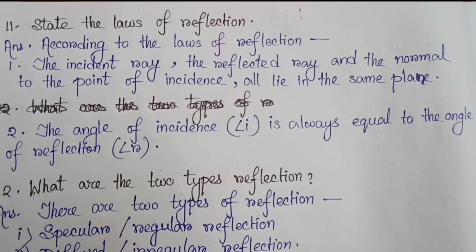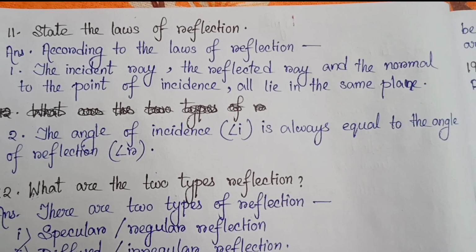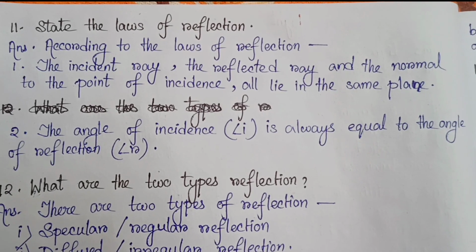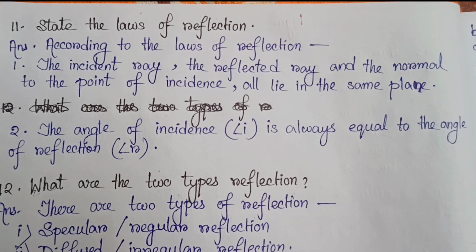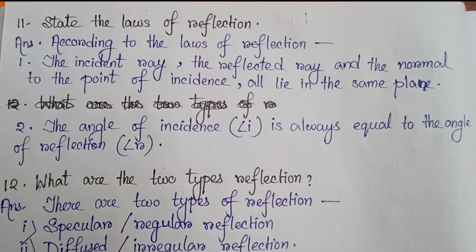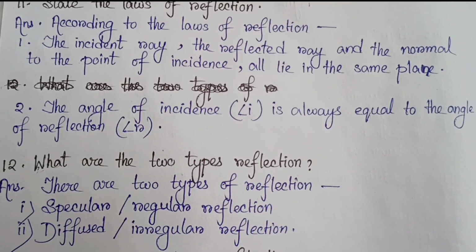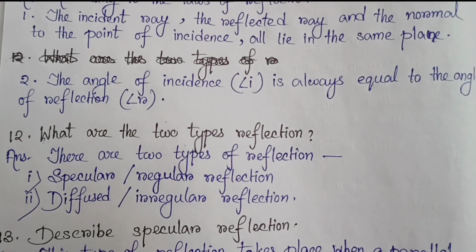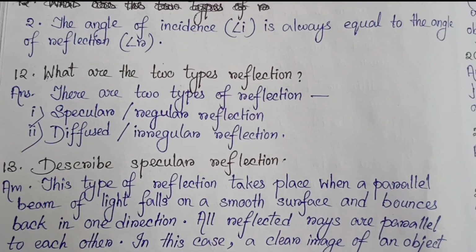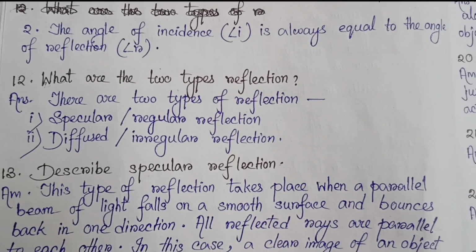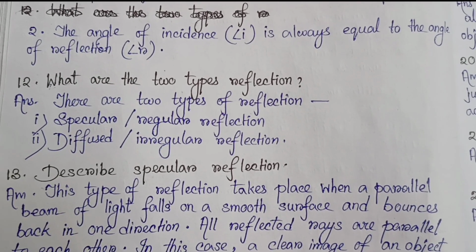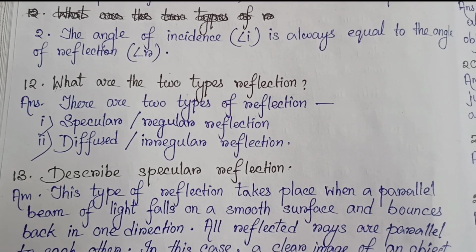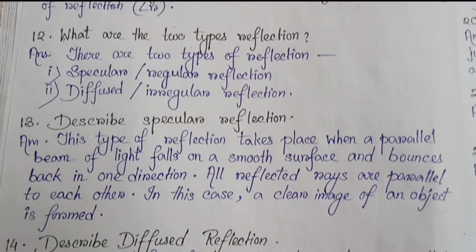Number 11. State the laws of reflection. According to the laws of reflection, number 1. The incident ray, the reflected ray and the normal to the point of incidence all lie in the same plane. Number 2. The angle of incidence, angle I, is always equal to the angle of reflection, angle R. Number 12. What are the two types of reflection? There are two types of reflection. Number 1. Specular or regular reflection. Number 2. Diffused or irregular reflection.